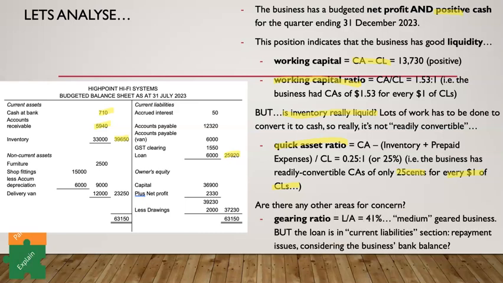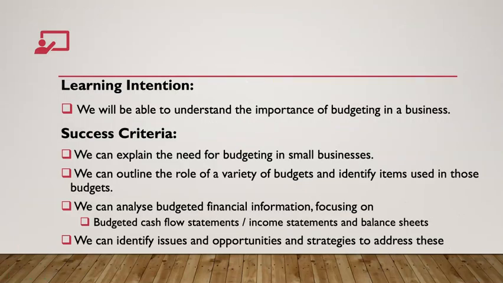And are there areas for concern? Do we have too much debt in general? Our gearing ratio is 41%. This would be considered mediumly geared. We're not too concerned about that, and again, I am conscious I'm talking about a lot of things that we haven't been exposed to yet. This is what we're going to be doing in the next couple of weeks. So that is how we analyze budgets.